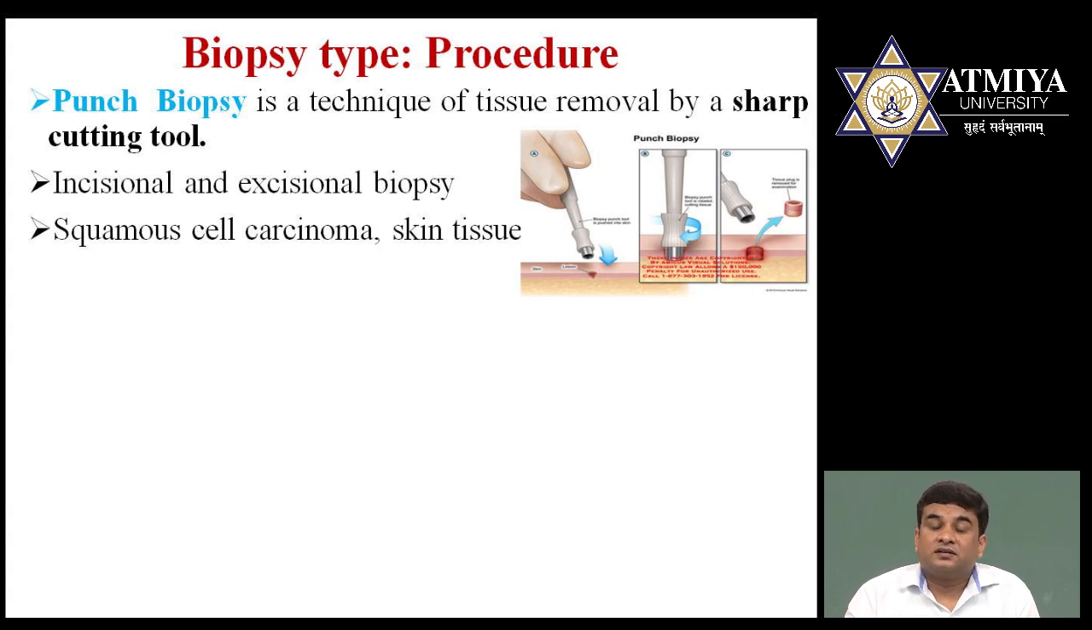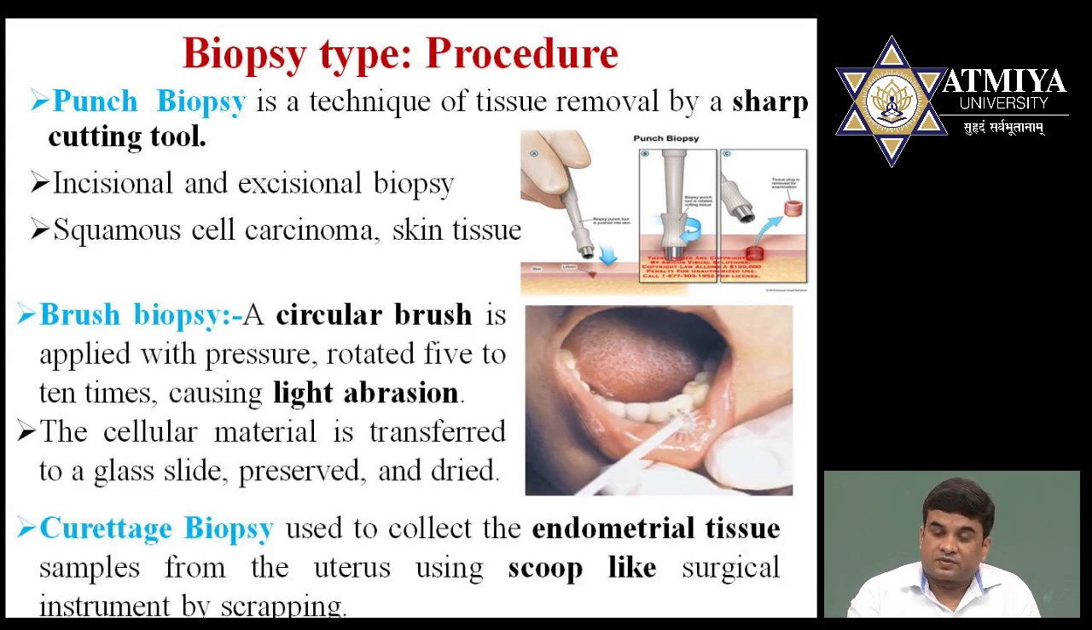Mostly in case of cancer, skin tissue or squamous cell carcinoma, we will use this type of punch biopsy. Next is the brush biopsy. Brush biopsy means there is a circular brush and you have to press and rotate. Then the cells will come out and you can make a smear on the slides and send for the study.